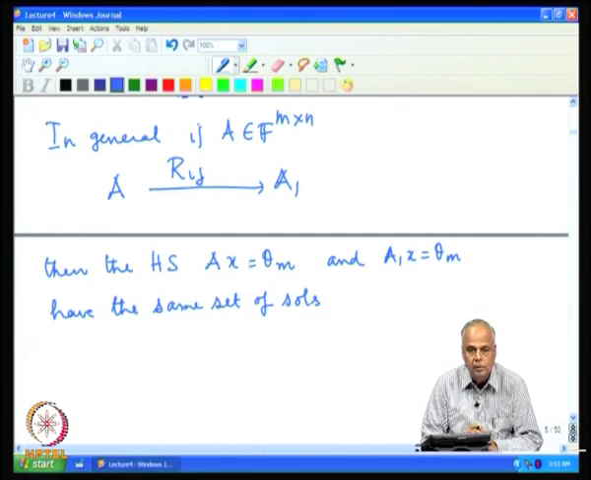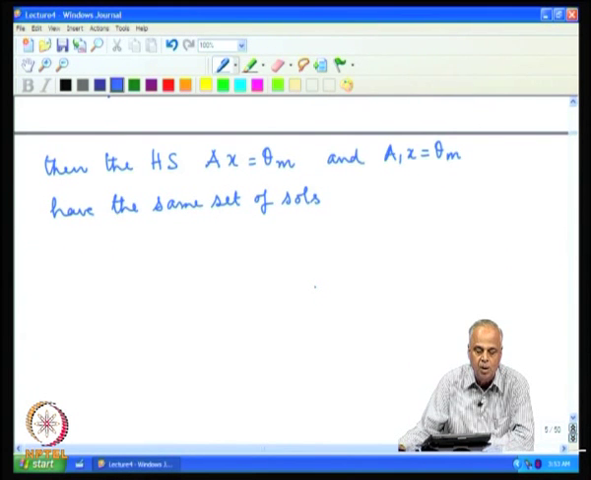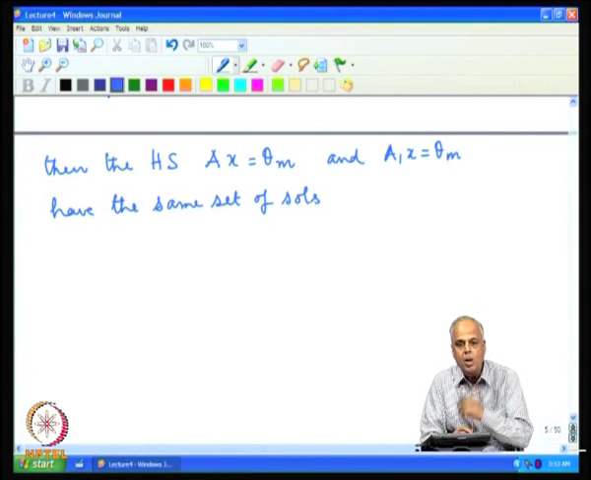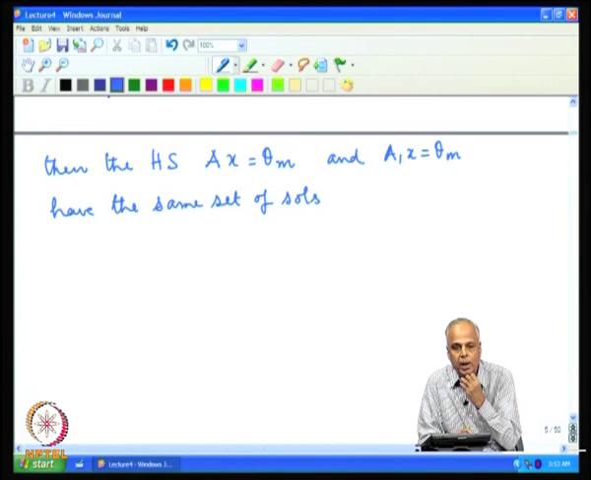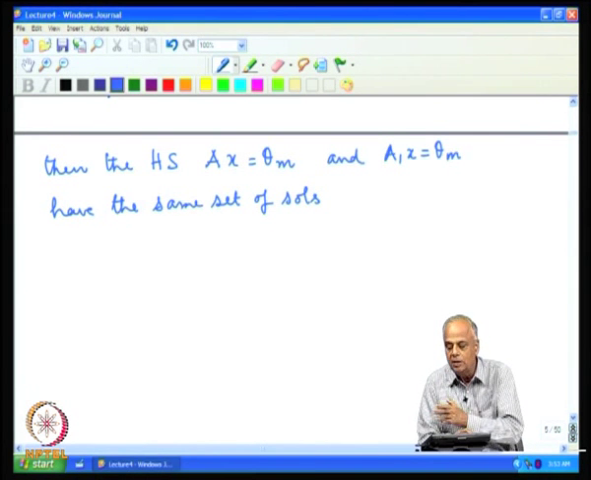And therefore, we can solve the system A x equal to theta m or the system A 1 x equal to theta m. This is the second simple property of the elementary row operation of type 1. What it says is, by applying the elementary row operation on the matrix A, you are not destroying the set of solutions, you are not removing any solution, you are not creating any new solution, the same set of solutions remain for the resultant matrix also.